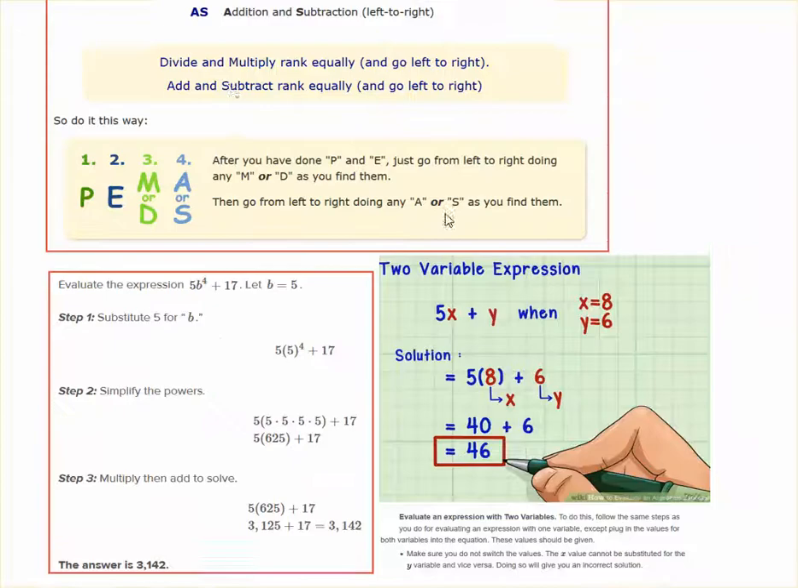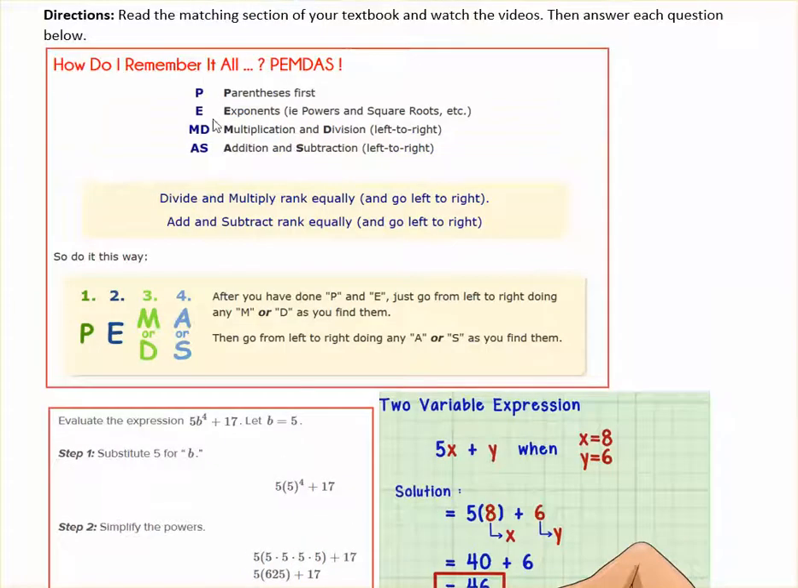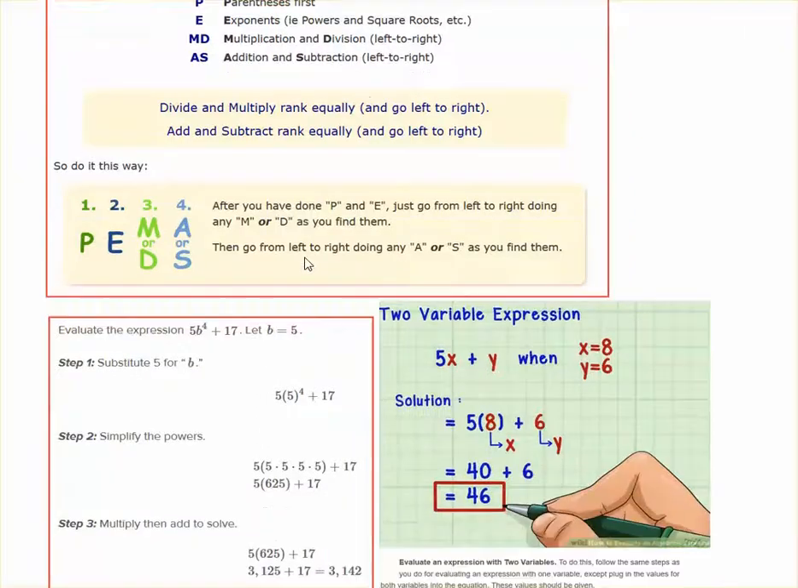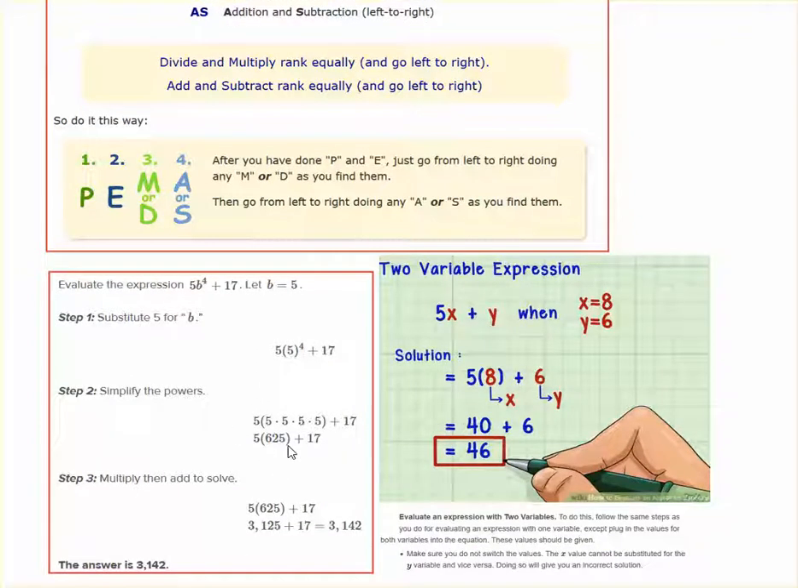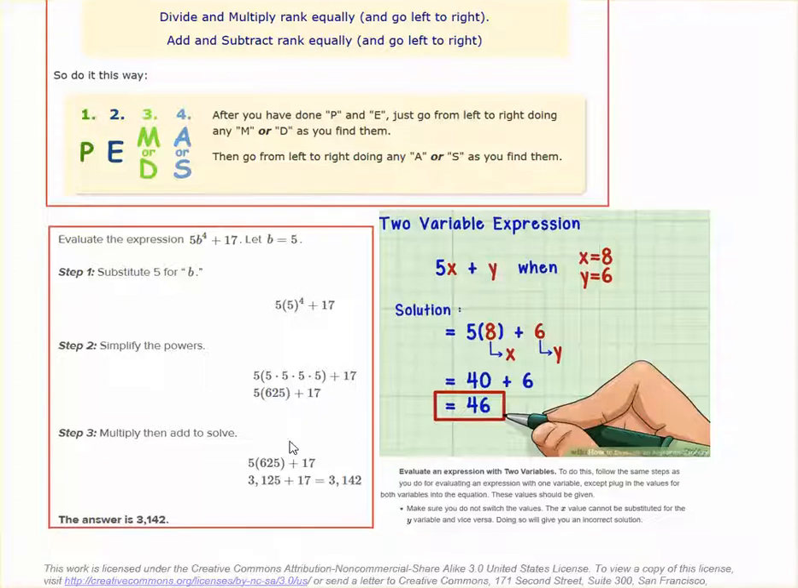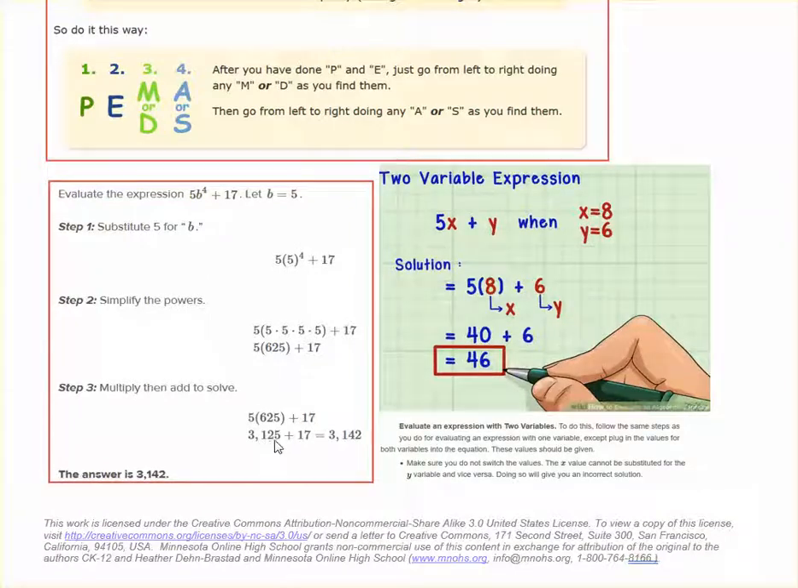We didn't have any parentheses, so we started with the exponents part. Now we're going to do the multiplication right here. 5 times 625, and that equals 3,125, and we still have the plus 17, and our last step is to add these together and get our answer.